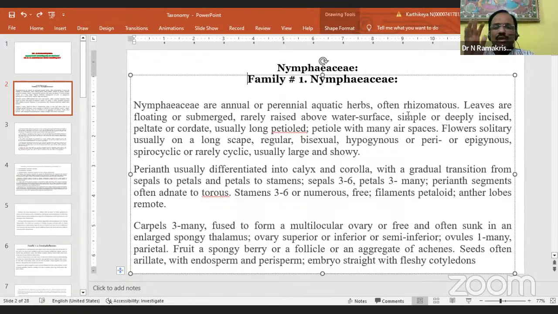So you see, when we are looking at the leaf, the petiole is very long, and so many air spaces also we are looking in that one. Air spaces means when we touch the petioles, some little sound is there. Means in between, it is totally empty. The flowers are solitary. So bisexual flowers are there, and hypogynous, or sometimes some of the members we also see perigynous and epigynous. Okay, so the arrangement of leaves is cyclic, means round-like structures.